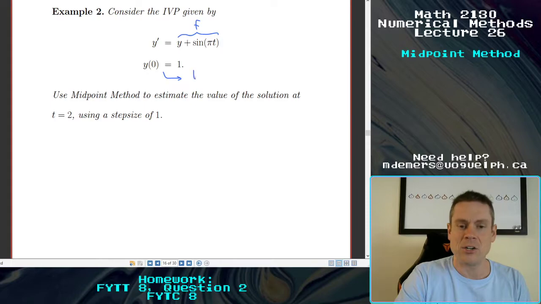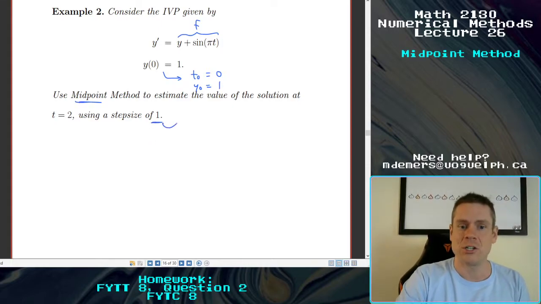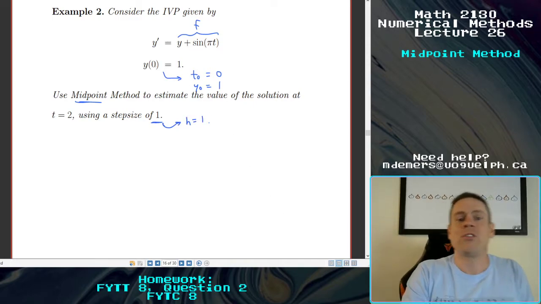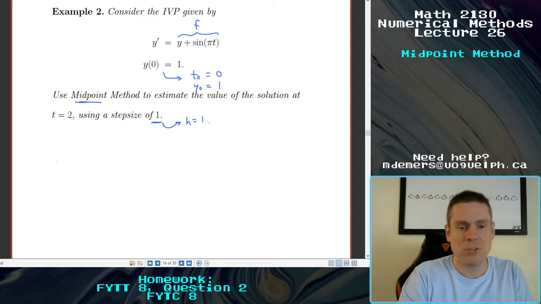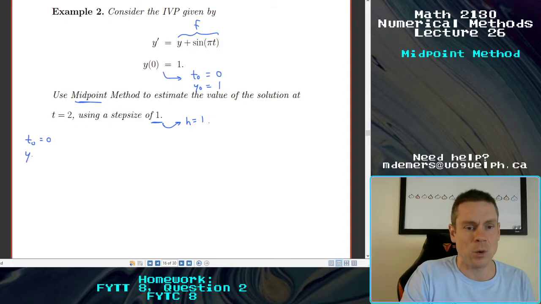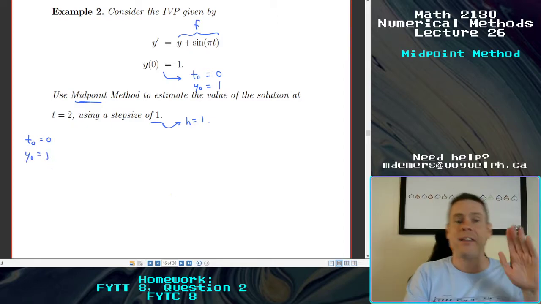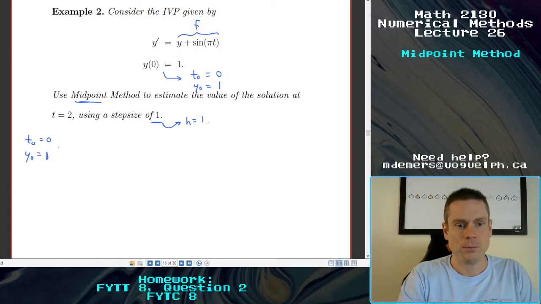This here gives us an initial condition: t0 equals 0, y0 equals 1. We're using the midpoint method, so that's this two-step approach, and our h is 1. Okay, we're starting at t equals 0. We need to get to t equals 2, so we need to do this twice. That should be good, so let's do this. We're going to start with our t0 equals 0 and y0 equals 1, and we need to calculate, right? It's not just one thing. We need to do two things. So let's do that.